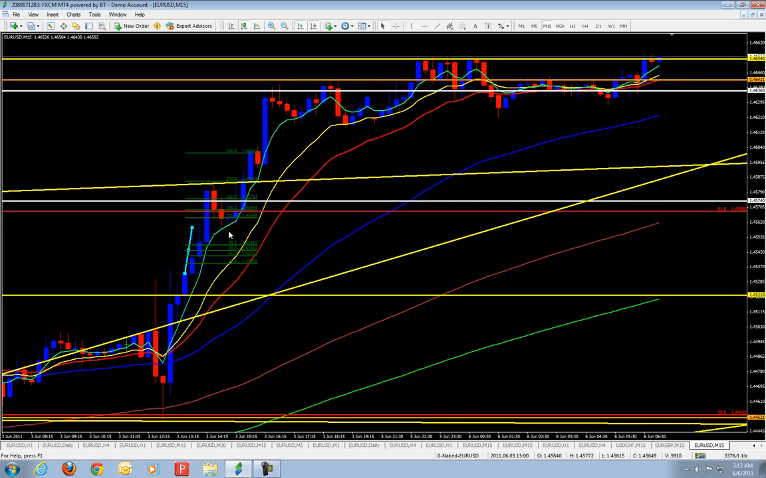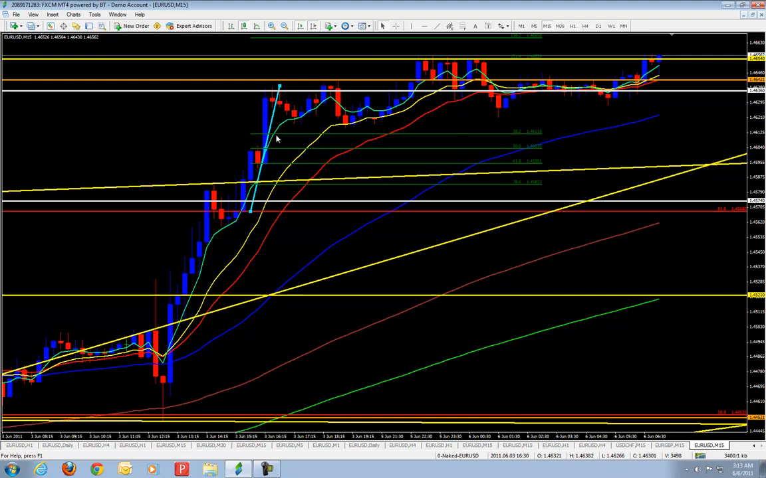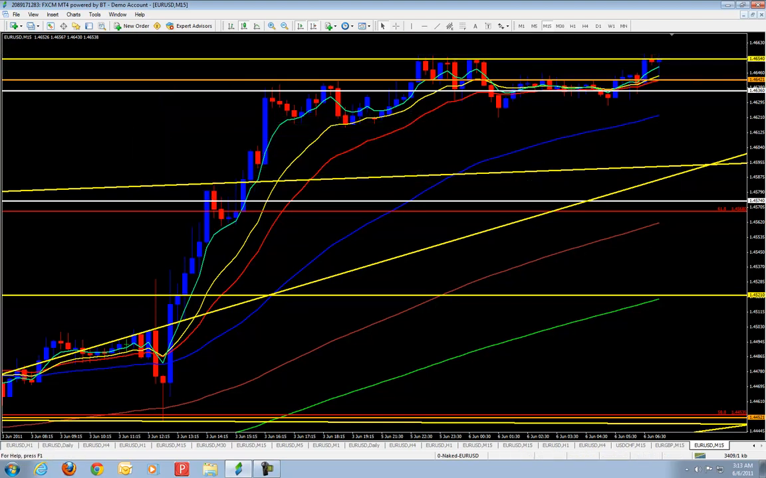But keep that in mind. That's a great way to get into good trades. Wait for price to come on down, touch the 5, enter the trade, and put a stop loss maybe underneath the 13. That's it. Price just took off. This is a 15-minute chart, and this is Friday's non-farm payroll.